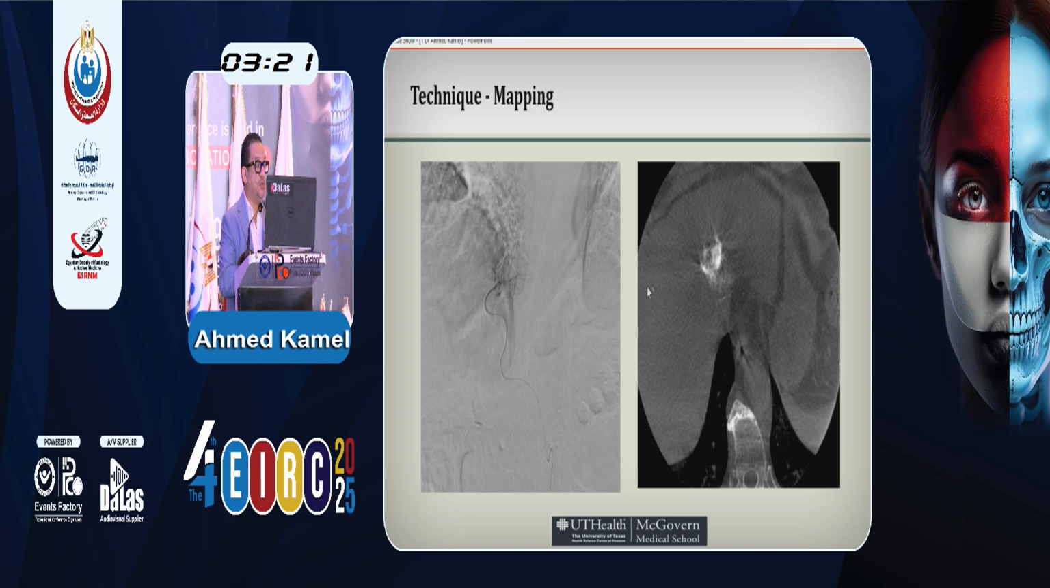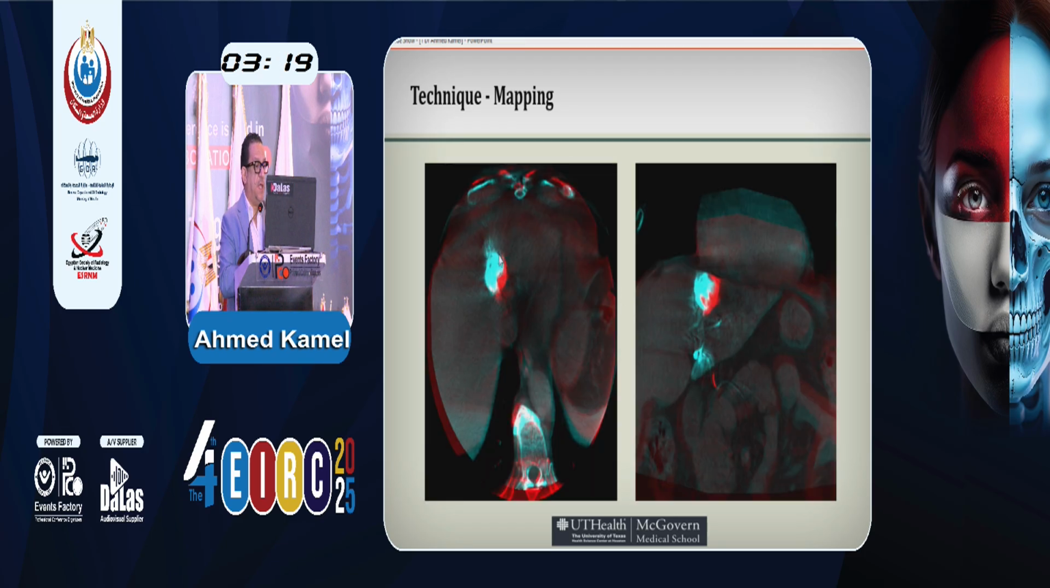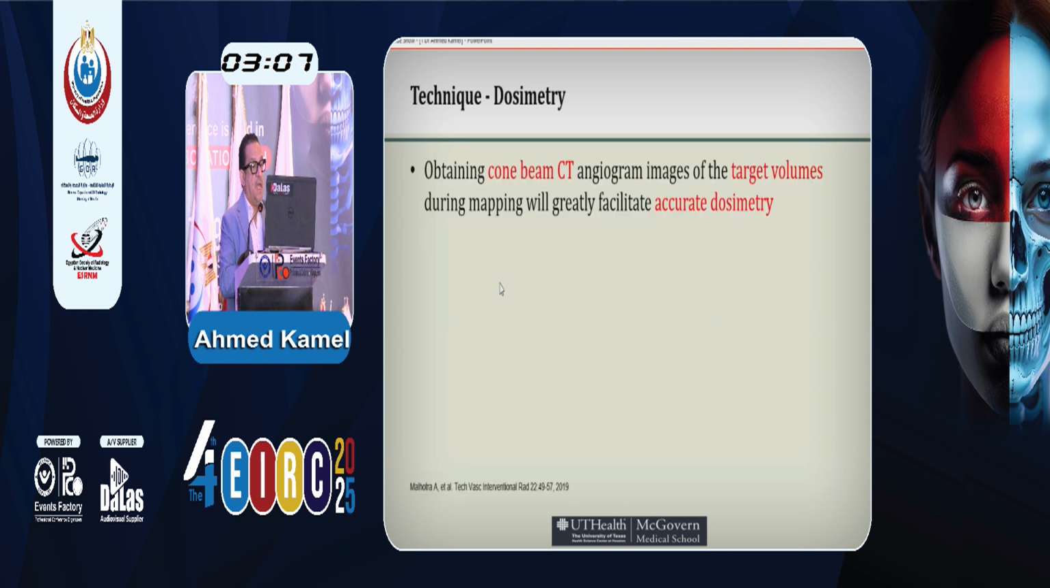And you can use fusion software that is available now to see the two cone beam CTs superimposed over each other with color coding of each one, blue and red. And now you are sure that all this tumor is covered by these two arteries, and then you can give the treatment. Cone beam CT is also very important for accurate dosimetry.